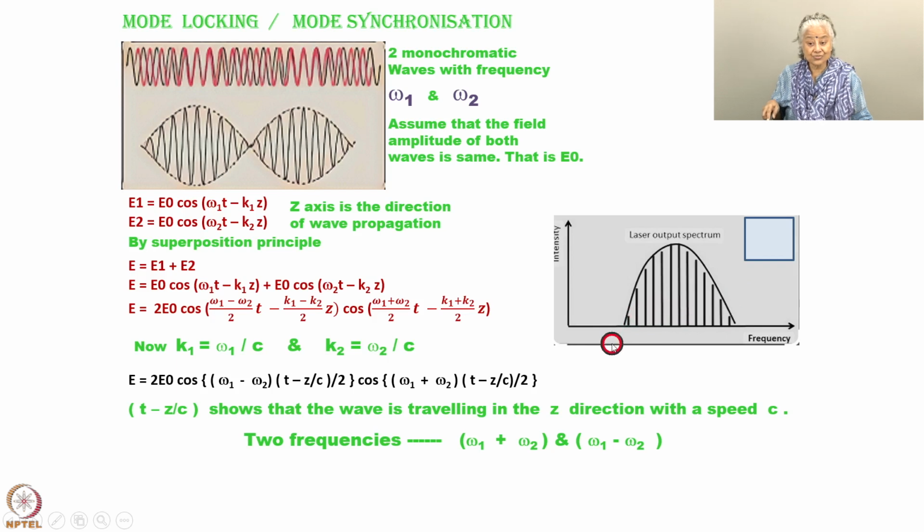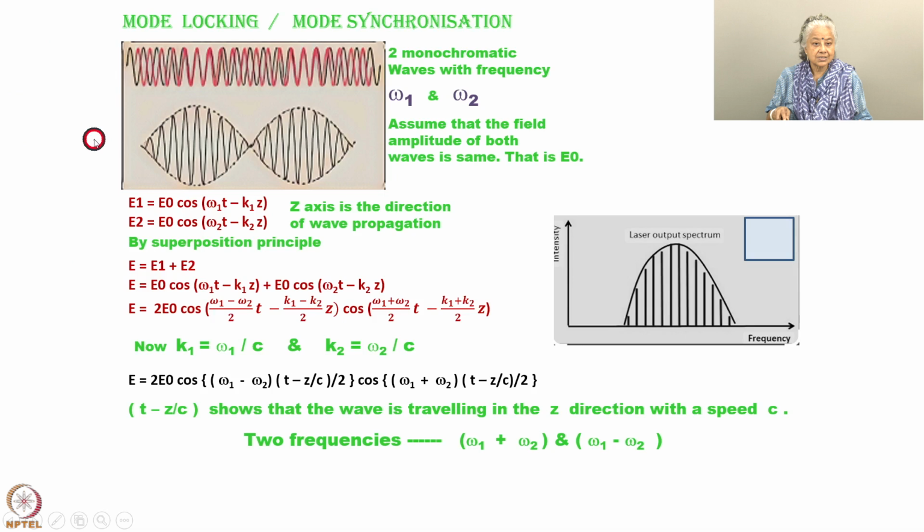If you have a phase relationship between all of them, then all of them can lase and extract from this gain medium. So how do I do this? How can I synchronize all the modes? Let me start with a few baby steps. Out of all these modes, let me take only two, and let's see what exactly happens to these two. And then we will extrapolate it to all the modes that are possible.